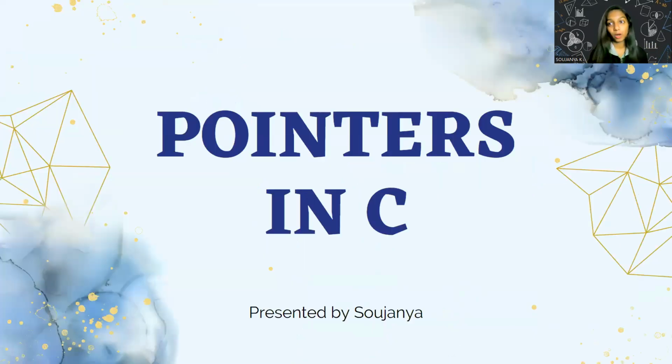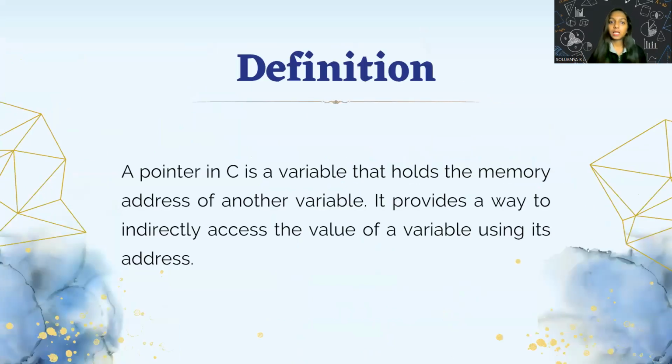So we'll be discussing pointers in C in this video. Let's start with the definition of pointers. A pointer in C is a variable that holds the memory address of another variable. It provides a way to indirectly access the value of a variable using its address.